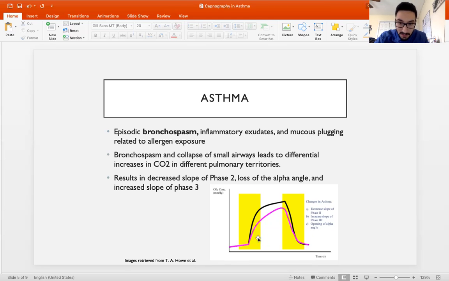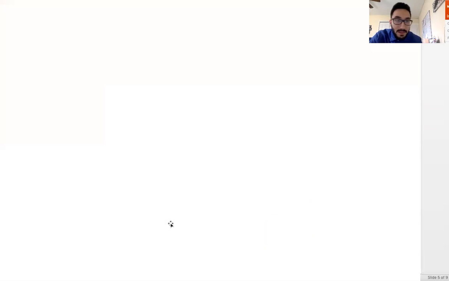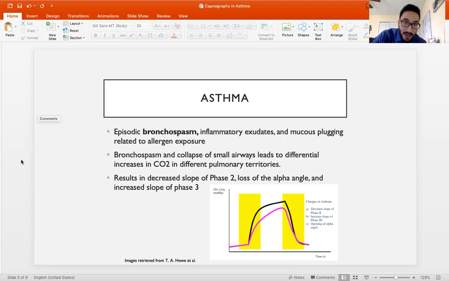We could see here that the black line is a trace of a regular capnogram, and the purple or pink line is a trace of capnogram in asthma. And there are a few distinct changes. We're going to get a little bit of a decrease in the slope of phase 2 here. We're going to get loss or softening of the alpha angle, also called the Q angle, and we're going to get an increase of the slope in phase 3 here. And that's essentially what we're going to see on capnogram of asthma.